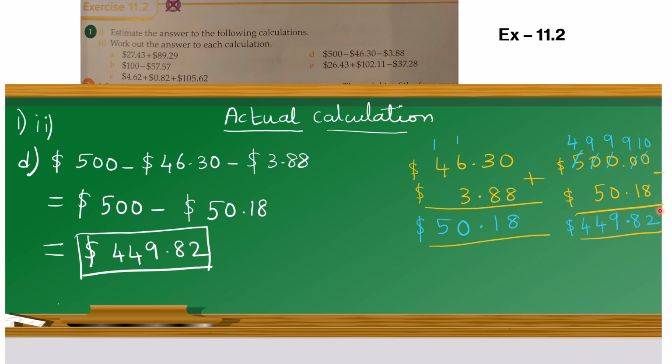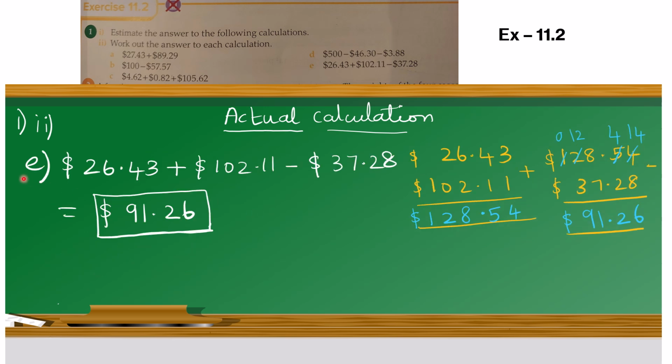10 minus 8, it's 2. 9 minus 1 is 8. 9 minus 0, it's 9. 9 minus 5, it's 4. Then this 4 we have to write. $449.82.